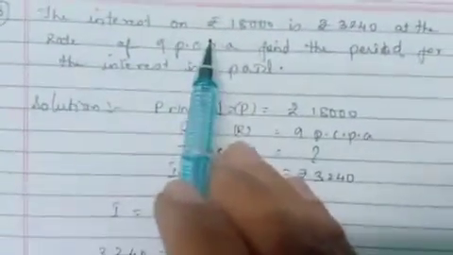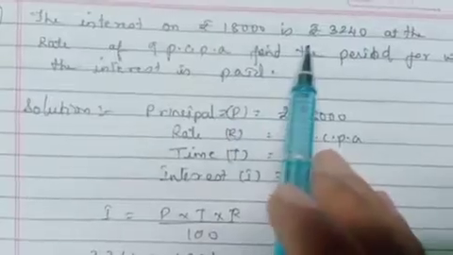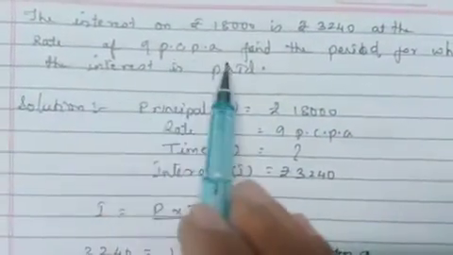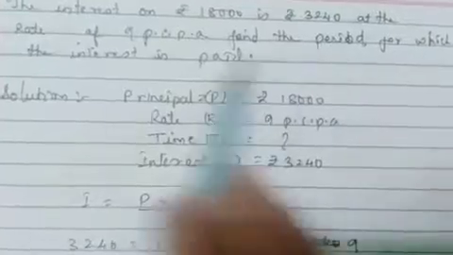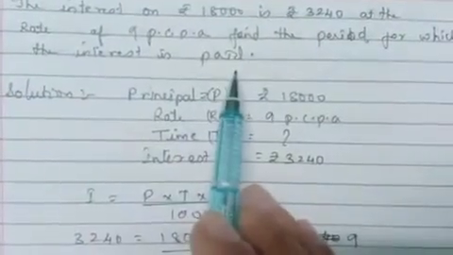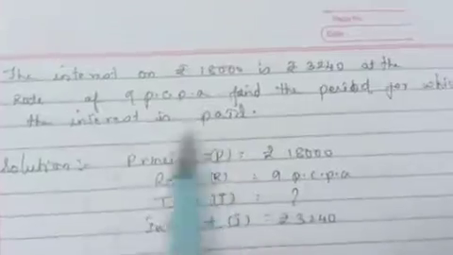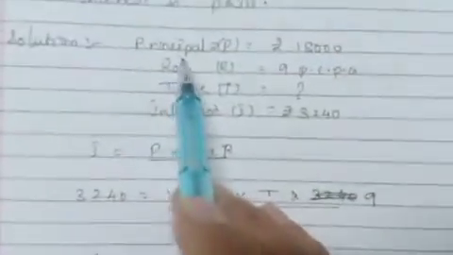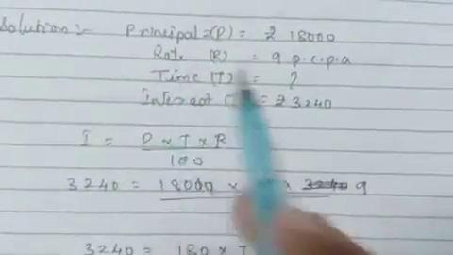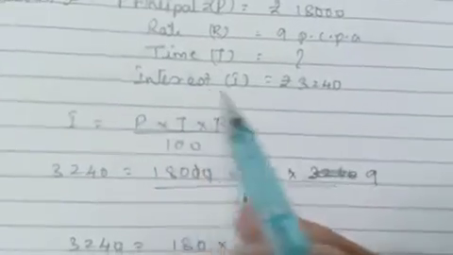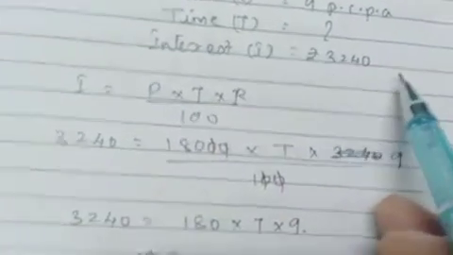Example number 3. The interest on rupees 18,000 is rupees 3,240 at the rate of 9% per annum. Find the period for which the interest is paid. So in this sum we have to calculate the number of years. Solution. Principal is equal to rupees 18,000, rate of interest 9% per annum, time that we have to calculate, interest is equal to rupees 3,240.